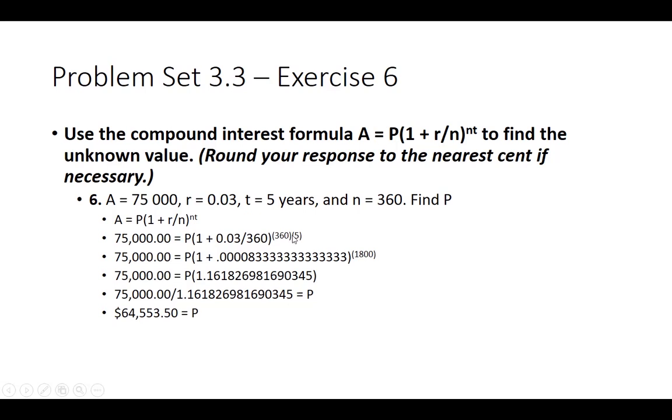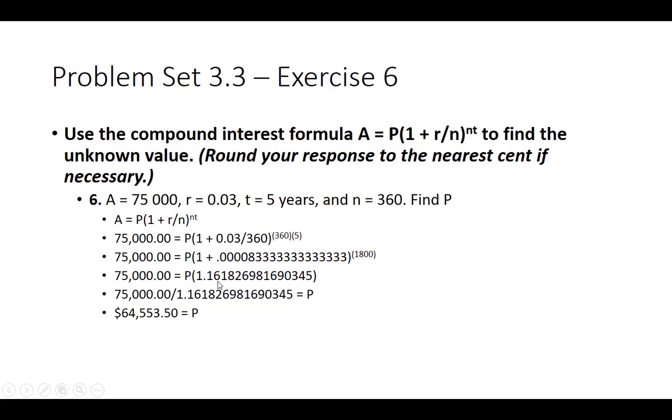First step, multiply the exponent. 360 times 5 gives us 1,800. Then go to the division. 0.03 divided by 360 is this nice long decimal that ends up with a bunch of 3s repeating. Keep as many of those 3s as you can. Add 1 to that. Keep it in the calculator. Raise it to the 1,800th power.